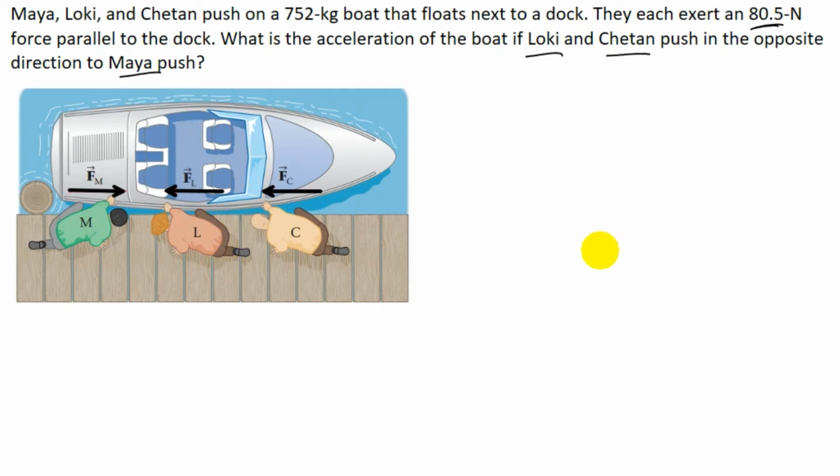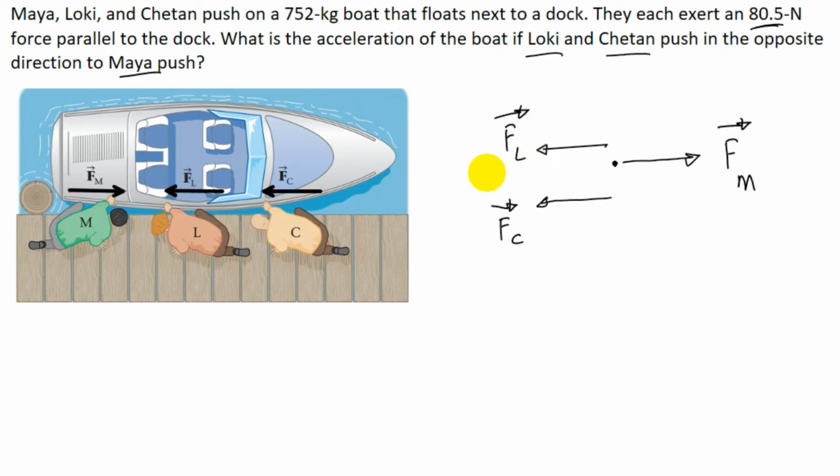Okay, first we're going to draw the free body diagram. So we'll replace the object of interest by a point object. The object of interest in this case is this boat. So this is our point object, boat. Now three forces are acting. First, in this direction, is the force exerted by Maya. Two more forces we have, and they are opposite to the direction of Maya. So in this direction, and this is the second force. This is Fc and this is Fl.